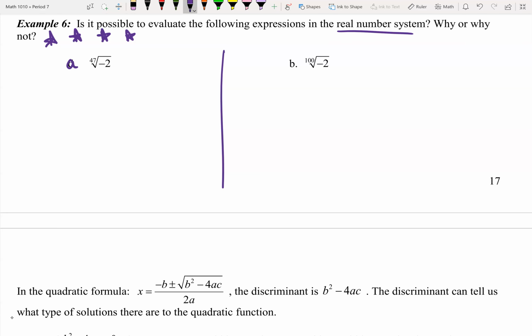Look at A. Simplify A. What's that equal to? If it's an odd root, right? Pull that negative out. So everybody go negative 47th root of 2. Is it possible to evaluate that in the real number system? Yes. Okay. And I would say it is not imaginary.